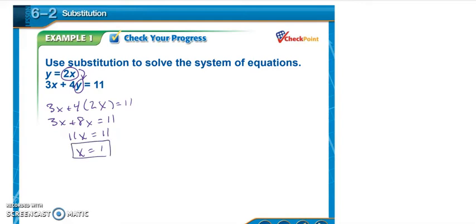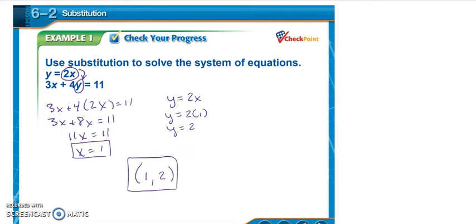Now how do we get the other half? We plug it into the y equals equation. So y equals 2x, but now we know what x is. So y equals 2 times 1. So y equals 2. So the solution to this is x is 1, y is 2. As a coordinate point, it looks like that.